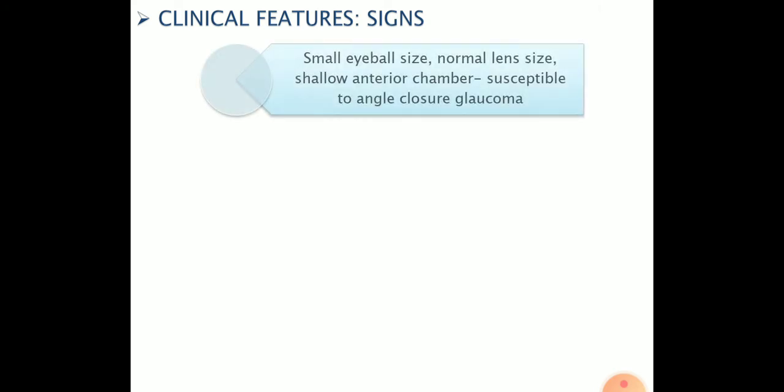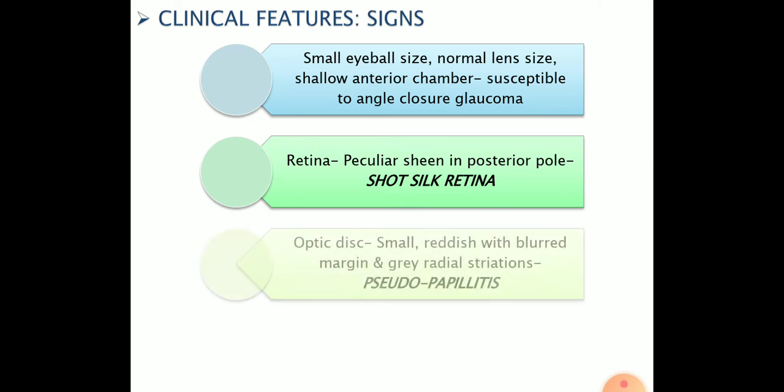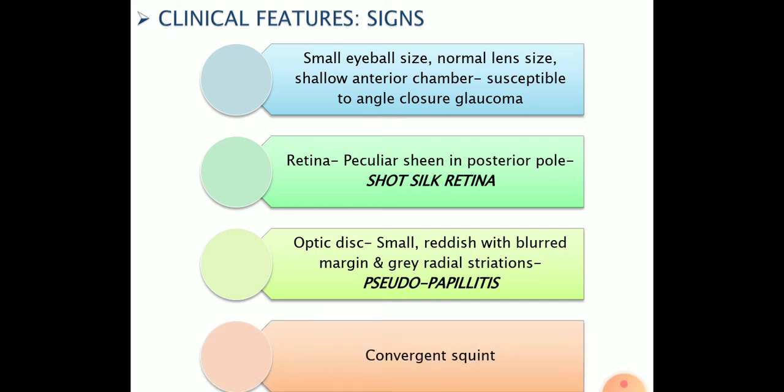What are the signs? General signs: small eyeball size, normal lens size, shallow anterior chamber, narrow angle of the anterior chamber, susceptible to angle closure glaucoma. Retina: peculiar reflex seen in the posterior pole of the fundus, which is called shot silk retina. Optic disc: it is usually small, reddish with blurred margin and grey radial striations. This is called pseudopapillitis. And number 4 is convergent squint.